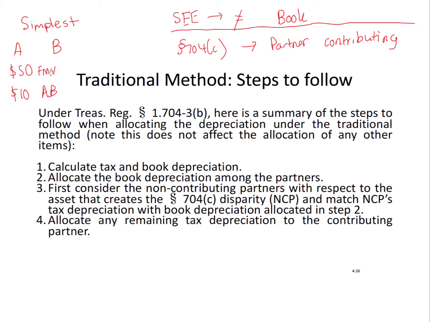So of course the fair market value, that's going to be our book number, right? And the adjusted basis is our tax number. B though, just contributes $50 of cash. Now this is a 50-50 partnership. Everything is to be split equally, 50-50.